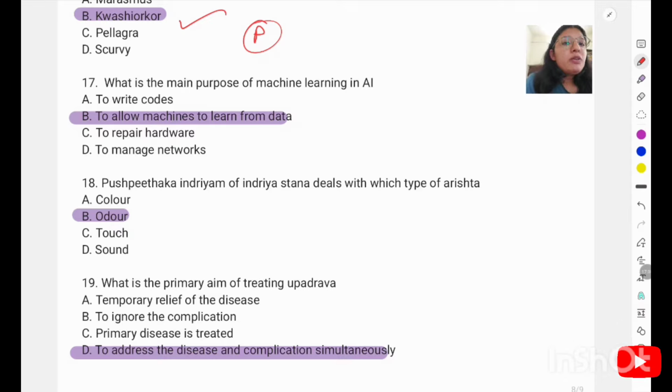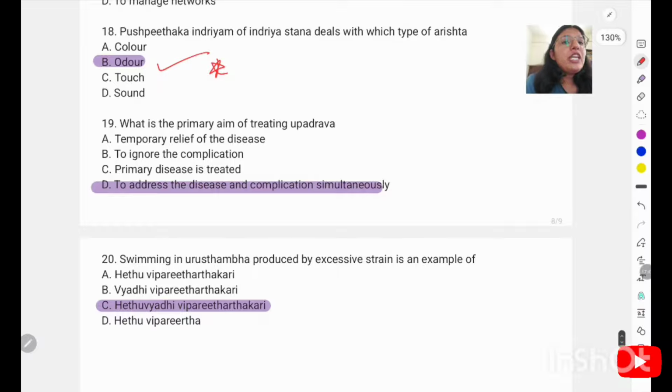Then Pushpitam Indriyam of Indriya Sthana basically deals with Arishta Lakshana. Then what is the primary aim of treating Upadrava? To address the disease and prevent or treat that complication. Swimming causing Urustambha, produced by excessive strain, is an example of Hetu Vyadhi Viparita, Tadarthakari type of Upashaya. So we are ending our session here. Okay, thank you guys.